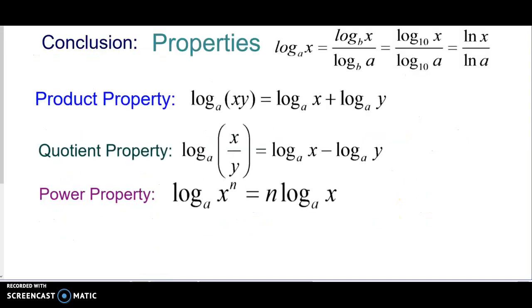All right, so just keep in mind our properties. We have the change of base, product property, quotient property, and power property.